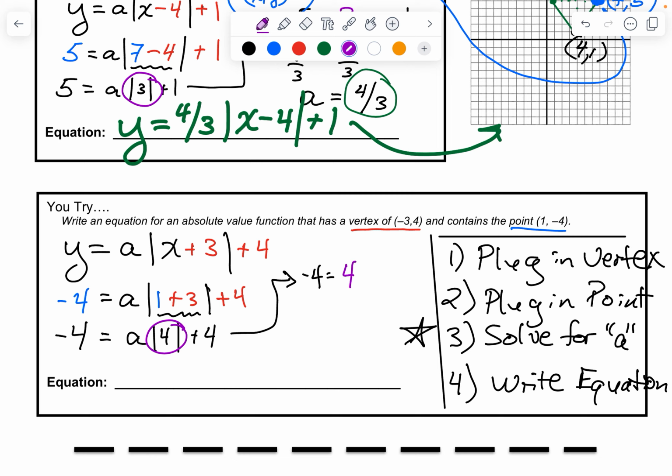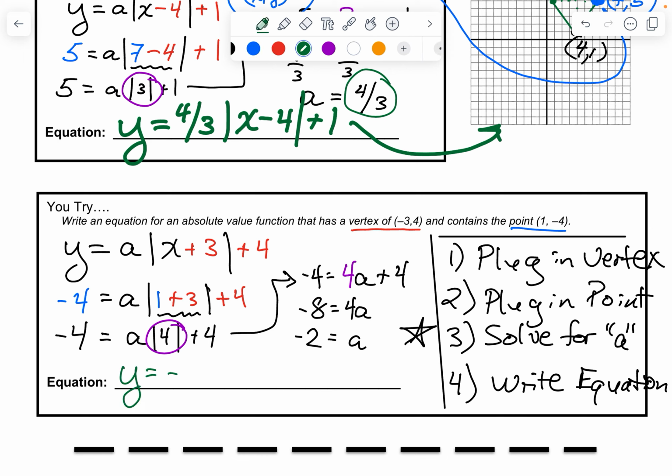Okay, but now officially I have -4 equaling 4a + 4. Lots of 4's in this problem. Careful as you keep solving. You should be subtracting 4 and then dividing by 4. You're writing an equation, so you want to make sure that you actually record that final answer, it's always going to involve that y equals. Now we know that the a value is -2. Okay, keep the x. It still has a vertex of -3, 4, so I'm going to keep the +3 and the +4.